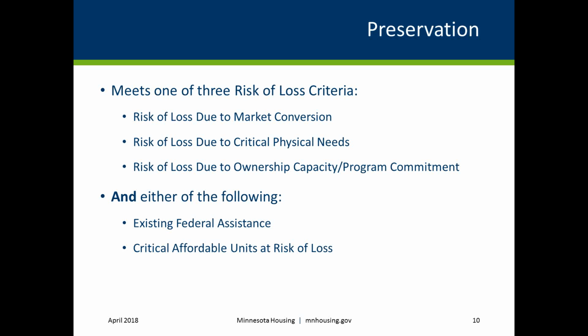The preservation strategic priority will be met by projects meeting one of 3 risk of loss criteria. Projects that are at risk of loss due to possible conversion to market rate, projects that are at risk of loss due to critical physical needs, or projects that are at risk of loss due to ownership capacity needs and/or program commitment. After meeting one of the 3 risk of loss criteria, the project must also meet the definition of existing federally assisted units or critical affordable units at risk of loss, as defined in the selection priorities listed on the Deferred Loan Priority Checklist.